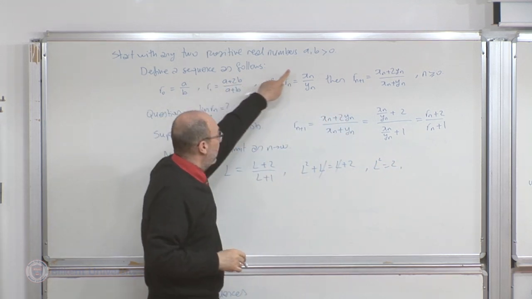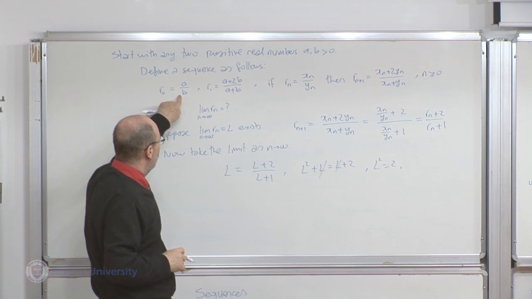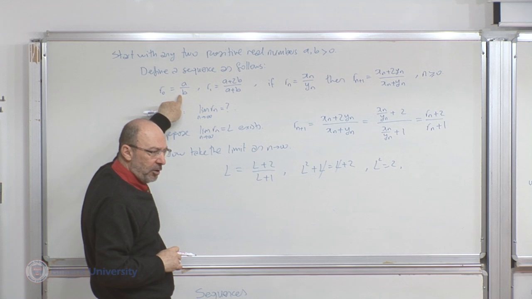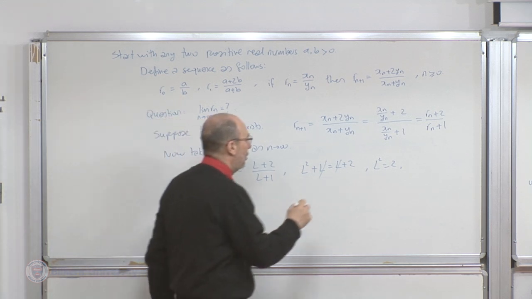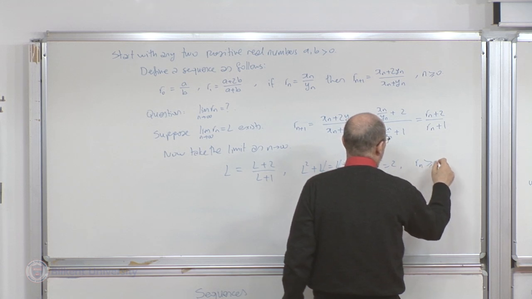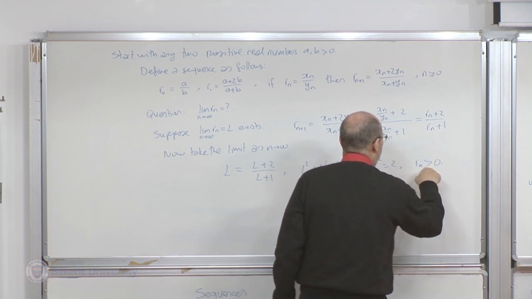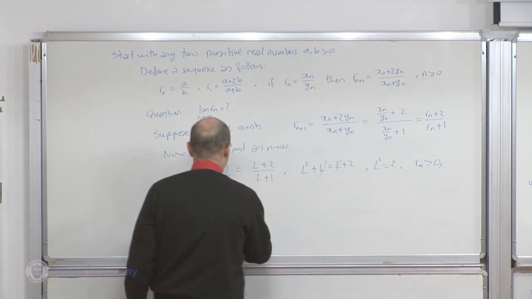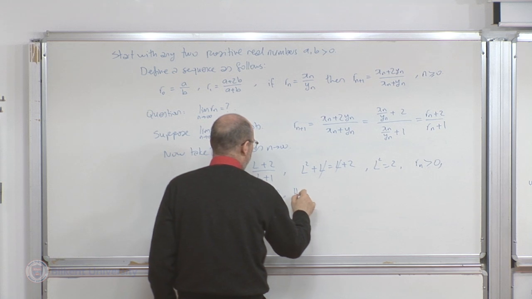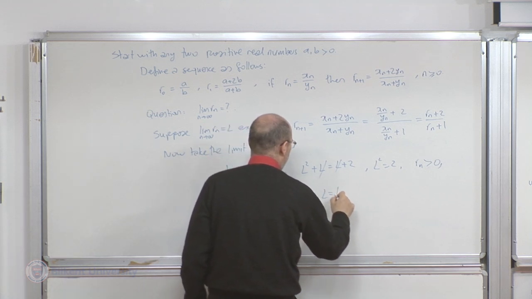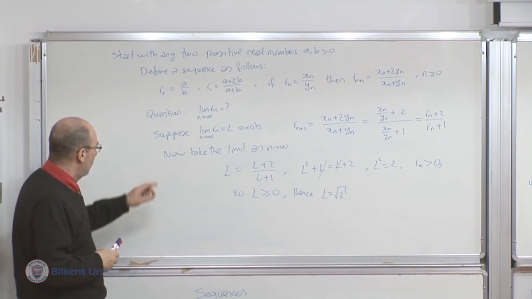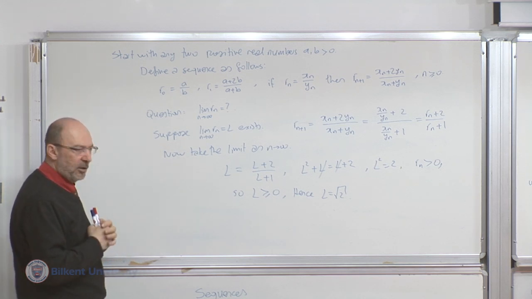You see, I started with positive numbers. I'm just taking quotients, etc. I'm not introducing a sign anywhere, so these things will never be negative. The r_n's are all positive, in fact, they are all strictly positive. So L can be at least 0. Hence, L is equal to square root 2. So if the limit exists, it is square root 2.